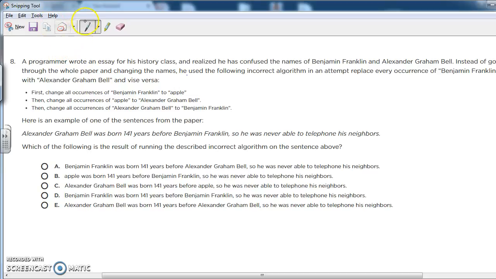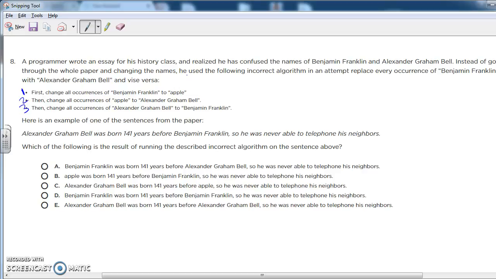And the code is as follows. First, change occurrences of Benjamin Franklin to Apple. Then, change all occurrences of Apple to Alexander Graham Bell. And then, in the third one, change all occurrences of Alexander Graham Bell to Benjamin Franklin. And it gives you an example. Alexander Graham Bell was born 141 years before Benjamin Franklin, so he was never able to telephone his neighbors. And then it says, which of the following is the result of the described incorrect algorithm in the sentence above?